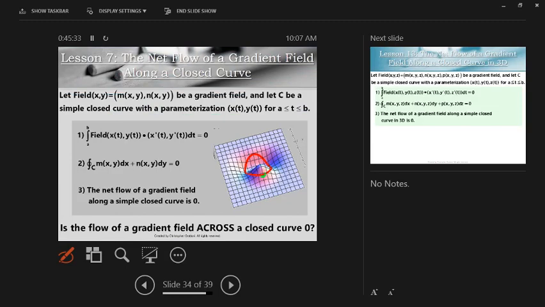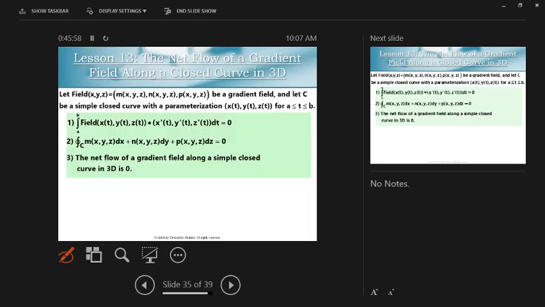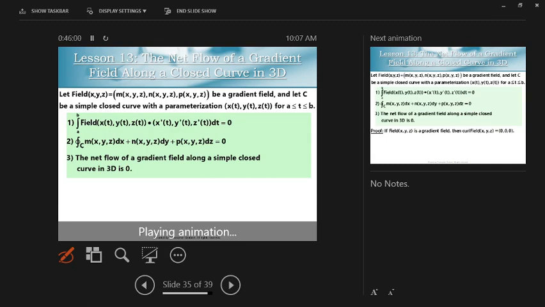Do you guys remember that theorem from previous chapters where we said the net flow of a gradient field along a simple closed curve is always equal to 0? And the intuition there was, let's say that you're at base camp on a hike. So you're camping right here at the green point, and you go for a nice leisurely little hike, and then you come back to base camp. What's your net change in altitude? 0. Guess what? We have the same theorem for three-dimensional space.